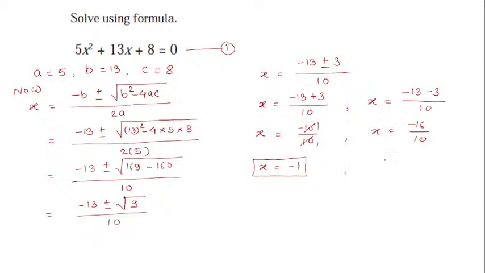And the other root is x is equal to minus 16 divided by 10. So if we divide by 2, 2 5s are 10 and 2 8s are 16. So we have the second root as x is equal to minus 8 divided by 5. So this is the other solution of the given quadratic equation. So here also we have used the formula method by which we can solve any quadratic equation.